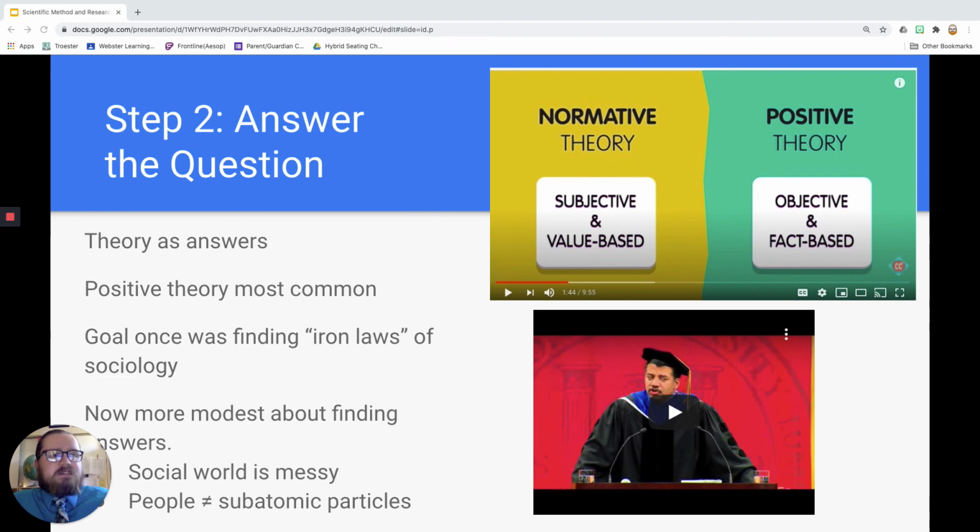That's part of what makes the social world messy and demonstrates that people are not inanimate objects like a subatomic particle or an igneous rock. They know when they're being observed, and what we learn about our behavior can influence future behavior.